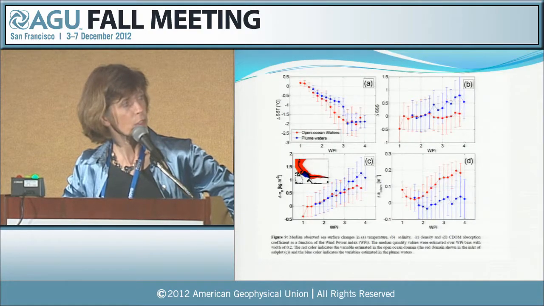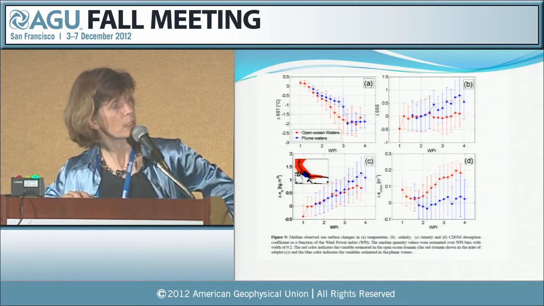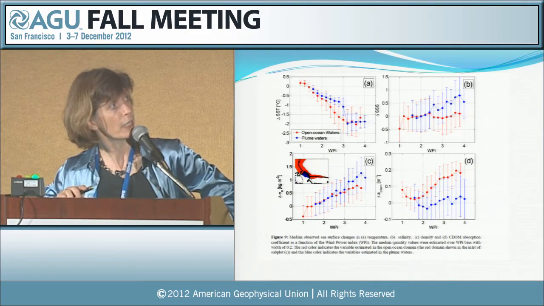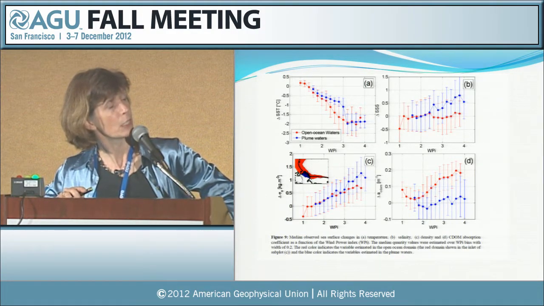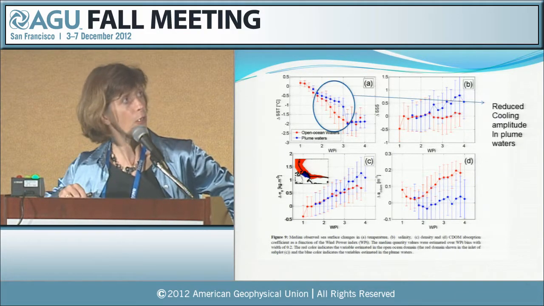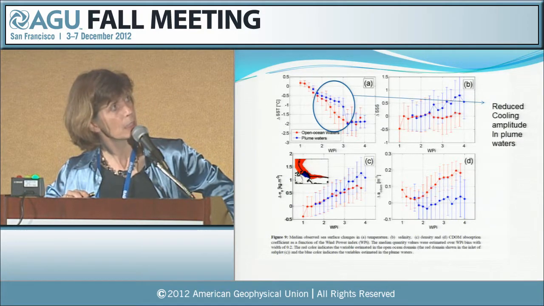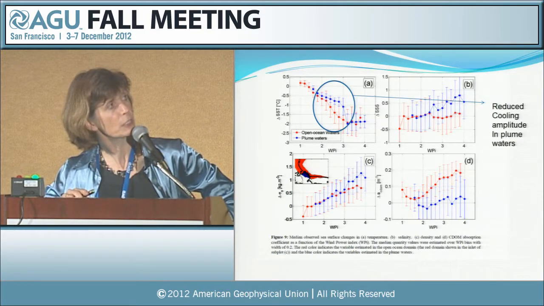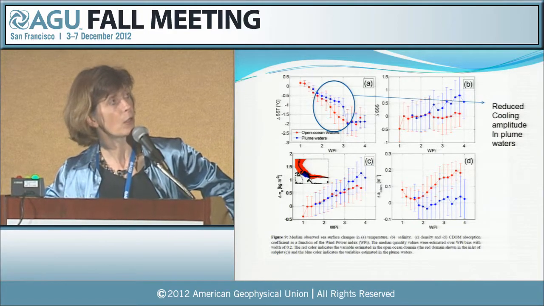So they look in more detail, from satellite data, at the cooling effect in the open ocean and in the plume waters as a function of the wind power index. If you look at these graphs, you see here the evolution of the SST in the open ocean and in the plume waters. And you can see that for a moderate wind power index, the evolution is very different because of the presence of the barrier layer.